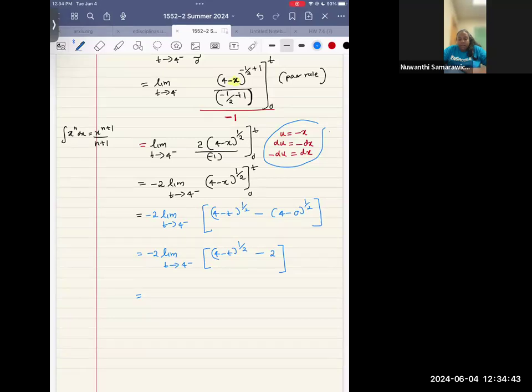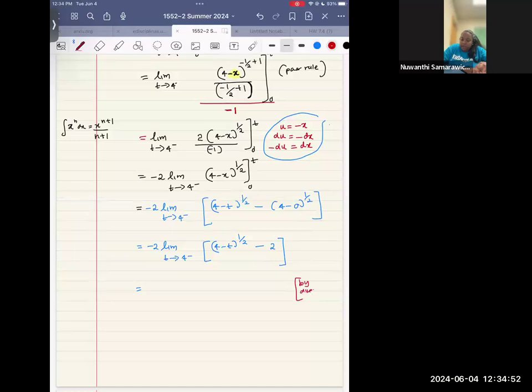Limits. So we can use direct substitution, right? We can straight away use direct substitution in the limit. That means we can straight away use t is equal to 4 here. So when you use 4 here, that means 4 minus 4, to the power half, minus 2. So this whole thing becomes 0. So you will get 4. Okay, so 4 is the answer.